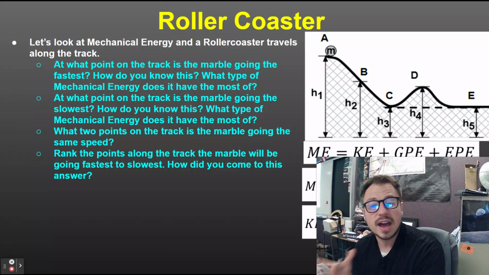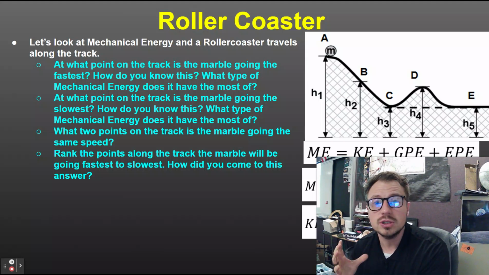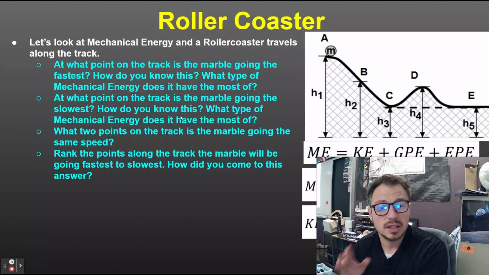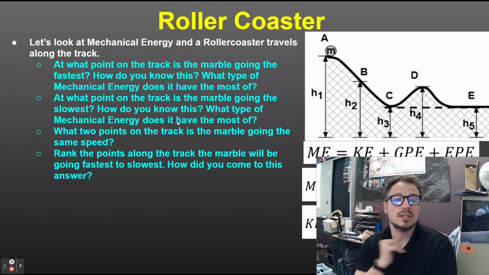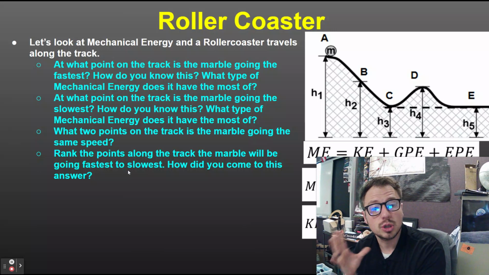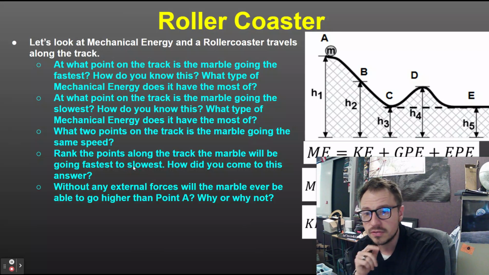Now, I could also ask you to rank the points along the track from the marble going the fastest to slowest. All you have to do is go from bottom to top. So it's going the fastest at C and E. Those are tied because they're at the same height. Then D, then B, then A, right? If I said slowest to fastest, you just go from the top down. It's going the slowest at A, then B, D, and C and E are going the fastest.